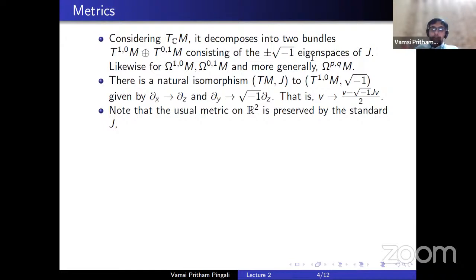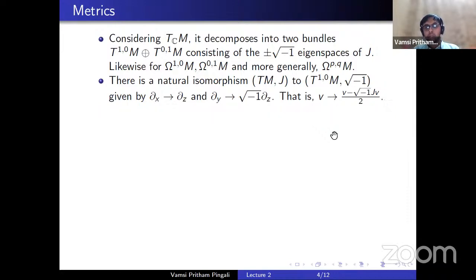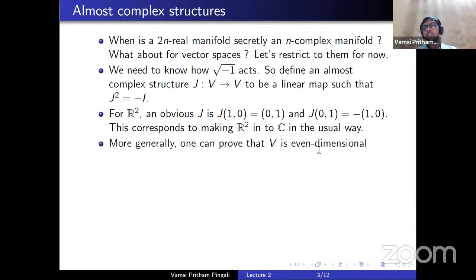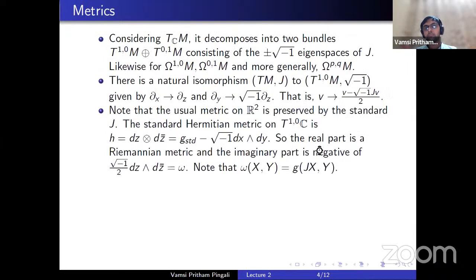Okay. So notice that the usual metric on R^2, the Euclidean metric, is preserved by this standard almost complex structure. What do I mean by that? What I mean is, if you take this one, right, this map actually preserves inner products. Why? What does it do? It takes the x-axis and rotates it by 90 degrees to give you the y-axis anti-clockwise, takes the y-axis, rotates it by 90 to give you minus x, right? And rotations preserve the inner product, preserve the metric, right?